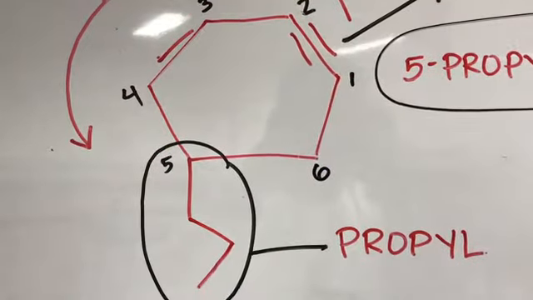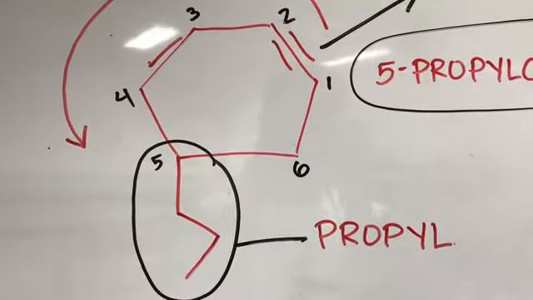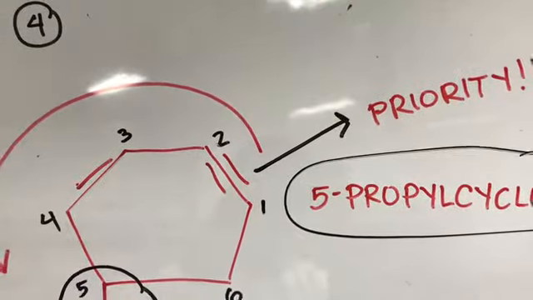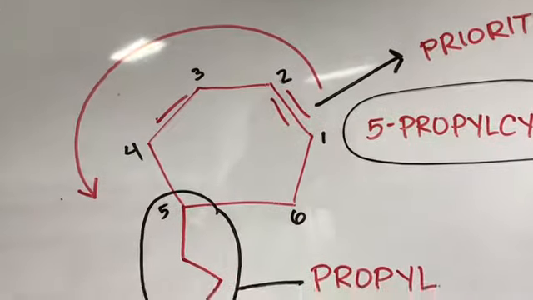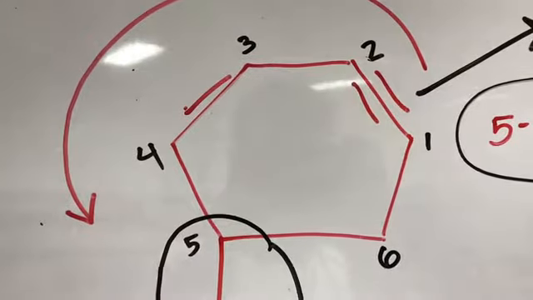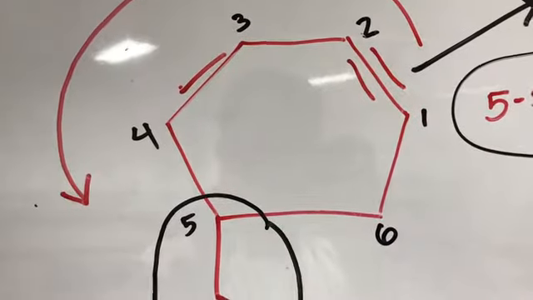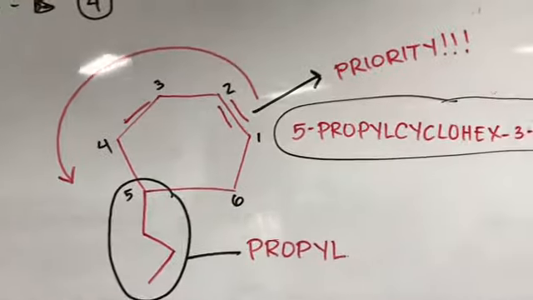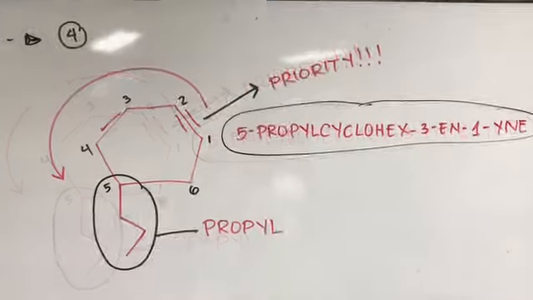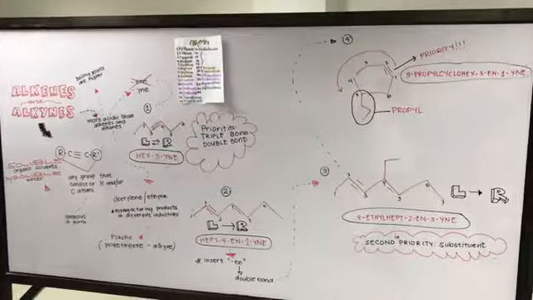Now we have a cyclohexyne that has a triple bond, a double bond, and a substituent. Now since we prioritize multiple bonds more than substituents in counting, we count in a counterclockwise motion. In this case, we start where the triple bond is because that way we achieve the lower carbon number compared to if we start counting from the double bond. So the name of this compound is 5-propylcyclohex-3-en-1-yne. And that is all for alkynes.